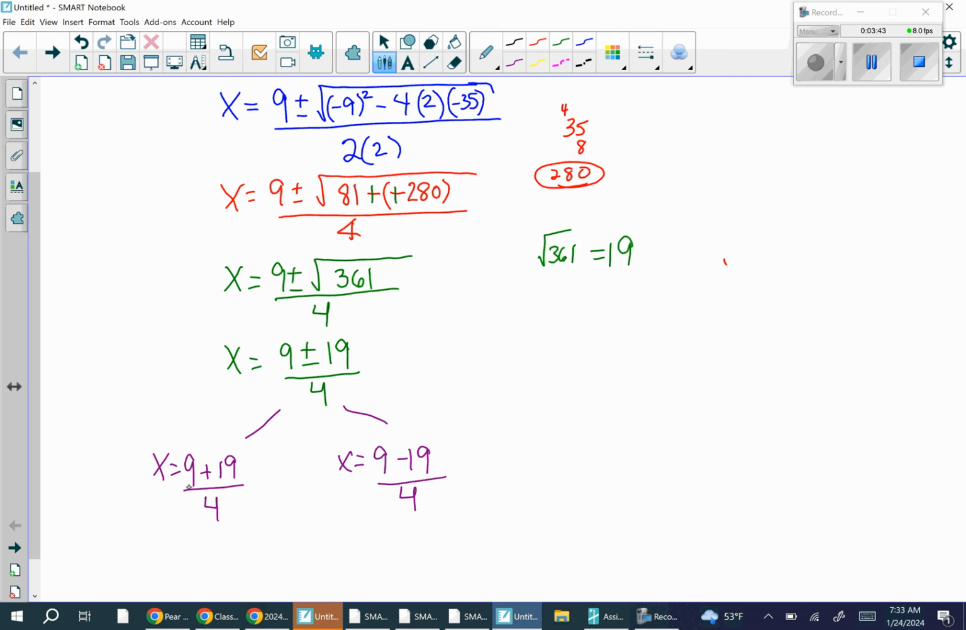And we just need to simplify that. So 9 plus 19 is 28 divided by 4, and 28 divided by 4 is 7, so x equals 7. 9 minus 19 is -10, so x equals -10 divided by 4. We could either put that in decimal form and get -2.5, or we could just reduce it and we get -5 halves. Okay, so those are our 2 solutions.